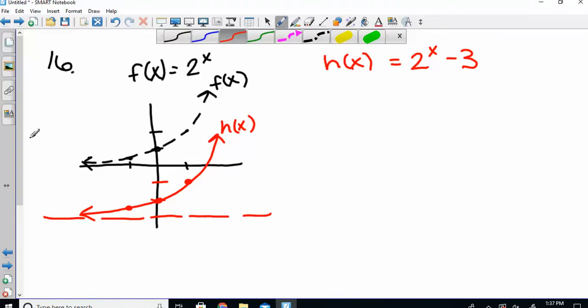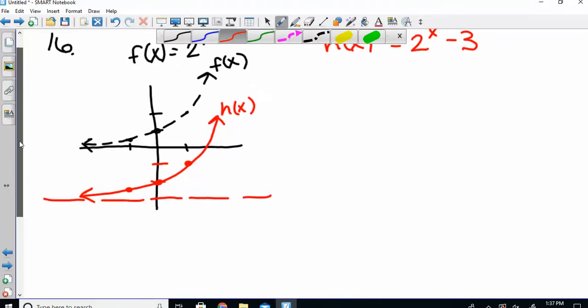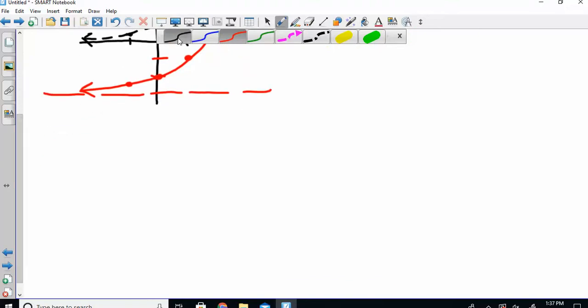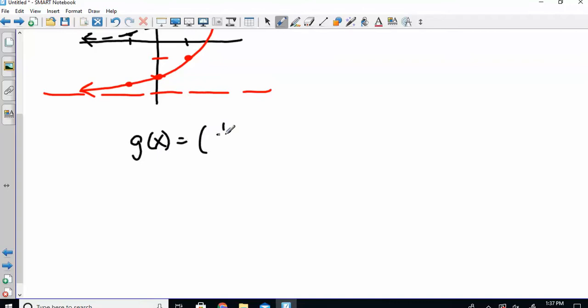I wrote myself a note though, show exact points on the test. Good. Do you want me to go ahead and do the 1/2 to the x as well? It'll only take a second.